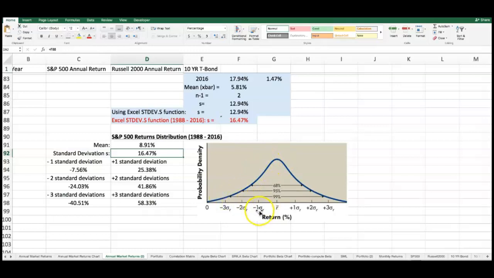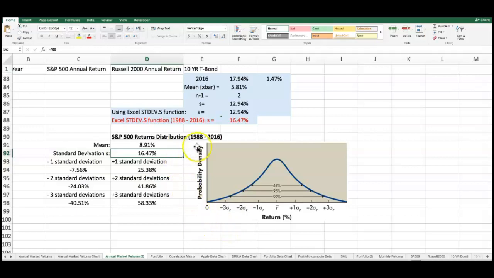And if we look at a range from -1 standard deviation to +1 standard deviation around the expected return, we're going to capture about 68%. What does this mean? 68% of the time the returns on the stock are going to be within minus or plus 1 standard deviation from the mean. And if we go out 2 standard deviations, that's 95% of the observations. If we go out 3 standard deviations, that's 99% of the observations.